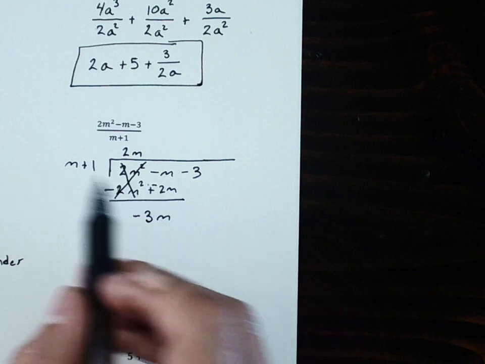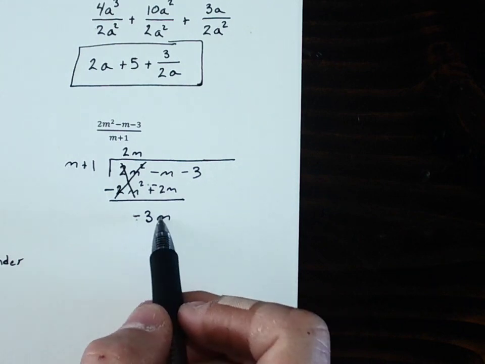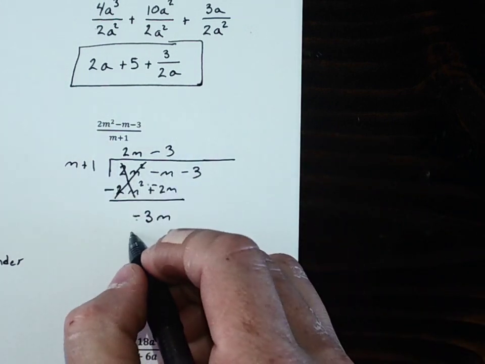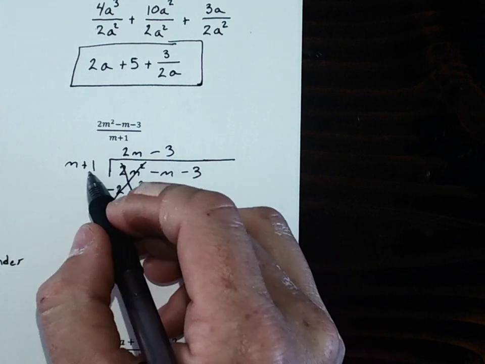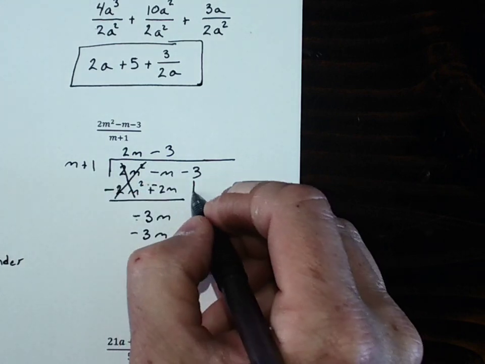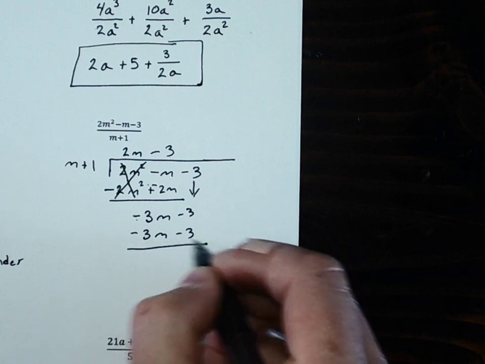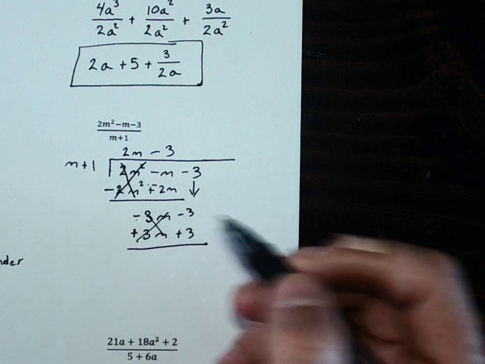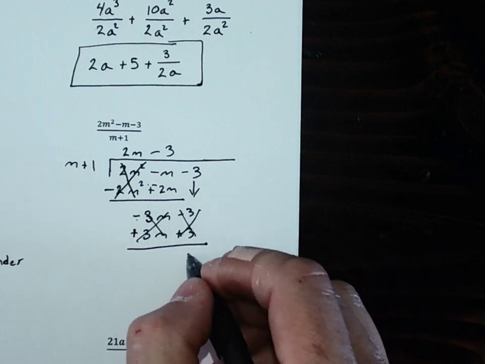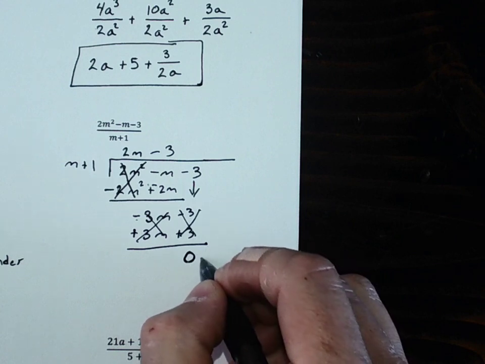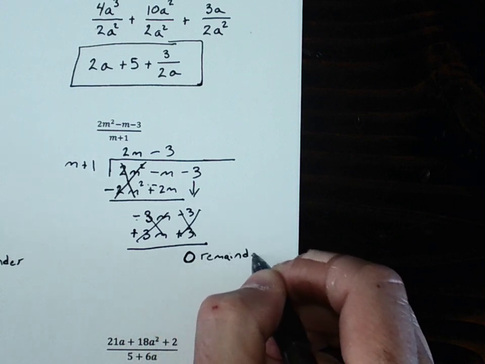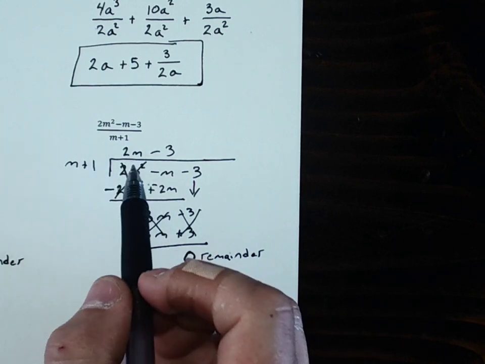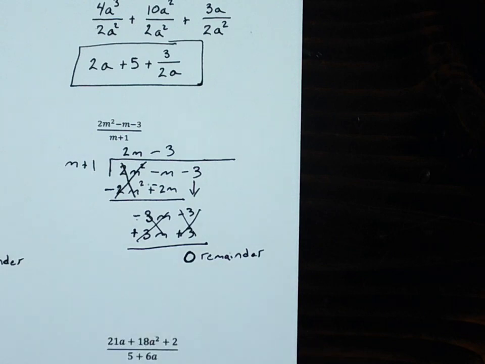Then I ask myself the question again, what do I multiply m by to get negative 3m? The answer is negative 3. Take the negative 3 times m, negative 3m, take the negative 3 times 1, which is negative 3, bring down this negative 3, and subtract both of them. So this goes to 0, and this goes to 0. So this is kind of special. Our remainder is 0, which means that this thing divides into this thing evenly.